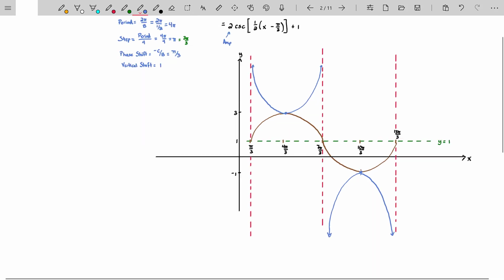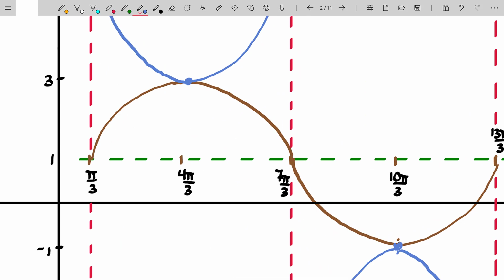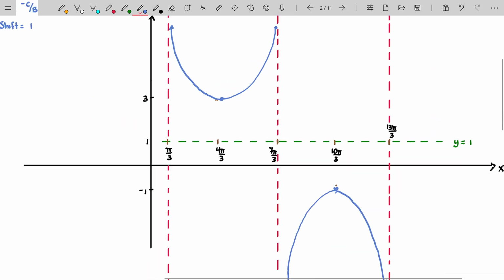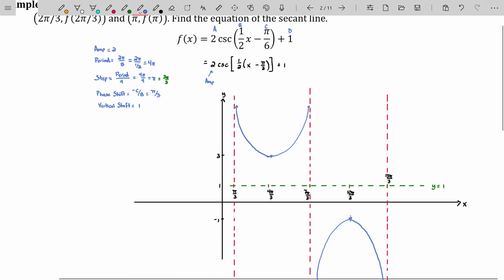I tell my students you are perfectly okay to leave that brown sinusoidal curve in there for reference, but for this problem, I'm just going to erase it. There's no need to really keep it in there. So there we have it. In blue is the cosecant curve.